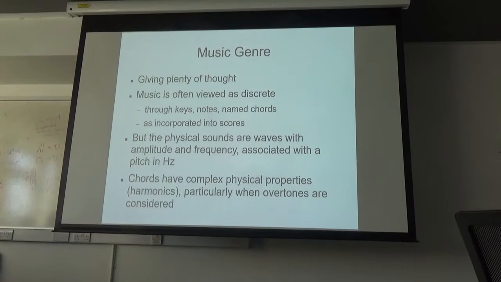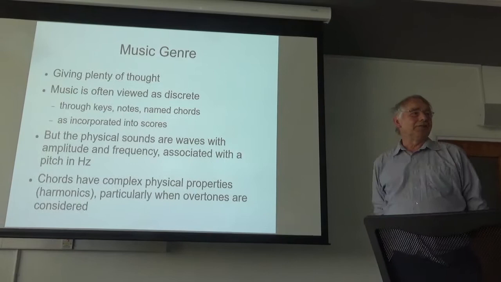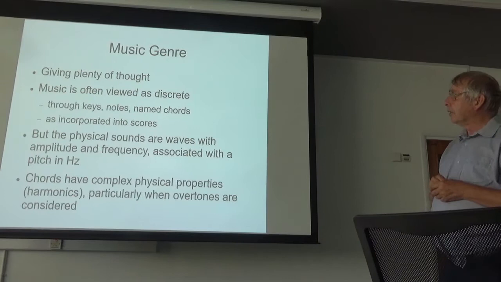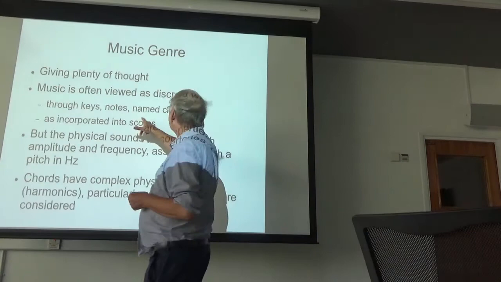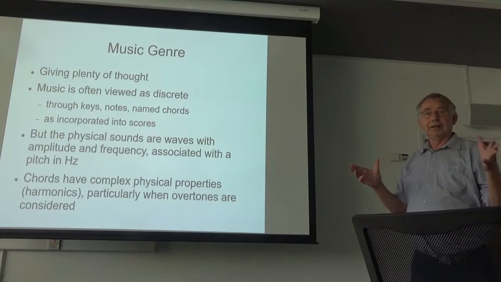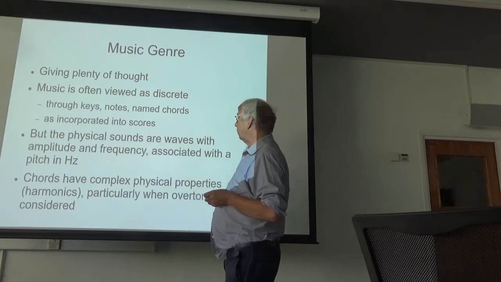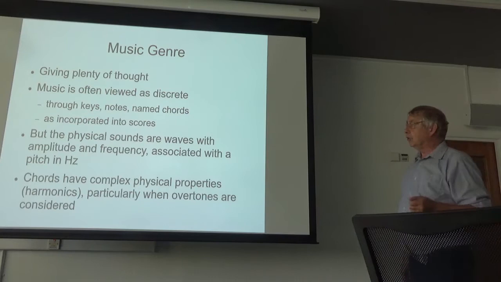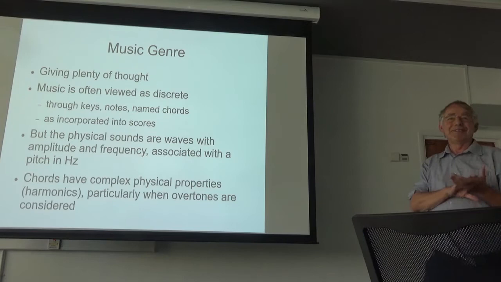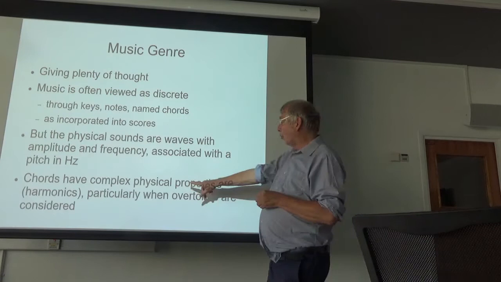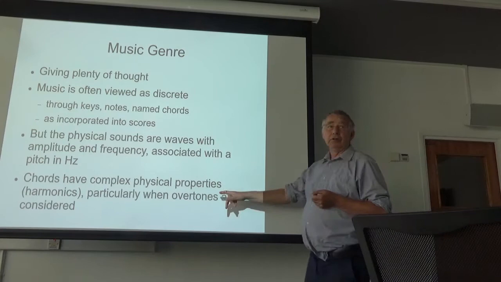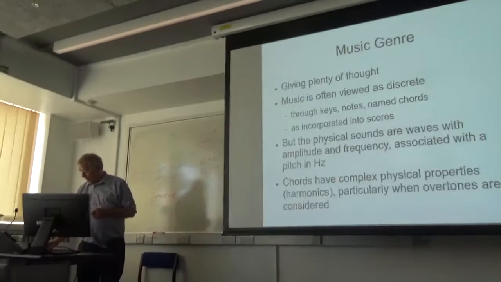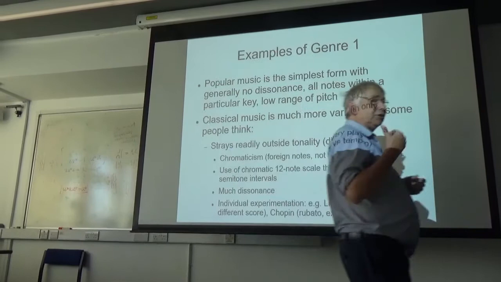Music is often viewed as discrete, and it is, of course, although the frequencies you can think of as being continuous. The way we have contrived to describe music, sheet music, is through keys, notes, named chords, incorporated into scores. It is discrete, and it is not continuous. But the physical sounds are waves with amplitude and frequency associated with a pitch in hertz. So it's a very physical occupation, but we do have this logical way to describe it, which could almost have come from a database world, I sometimes think. It's a very well-ordered thing to do. And chords have very complex physical properties, harmonics, particularly when overtones are considered. So the physics is actually very complicated. The simplest type of music, and the one which I'm going to describe first of all, is popular music.